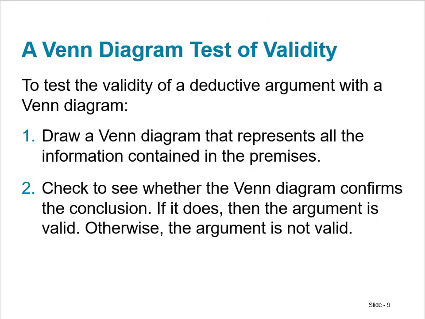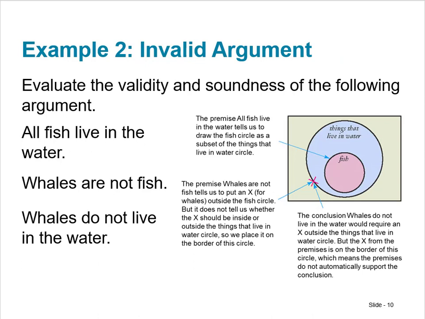Okay, Venn diagrams are a great way to test for validity of a deductive argument. You can draw a Venn diagram that represents all the information contained in the premises and check to see whether the Venn diagram confirms the conclusion. If it does, then the argument is valid. Otherwise, it's not valid. Like I said, the Venn diagram is the way to see if it's a valid deductive argument, not whether or not it's true, just valid.